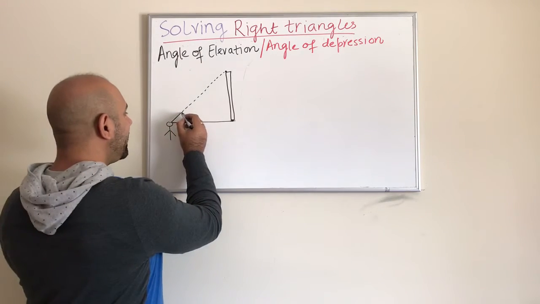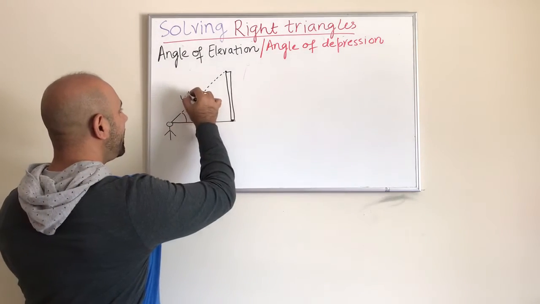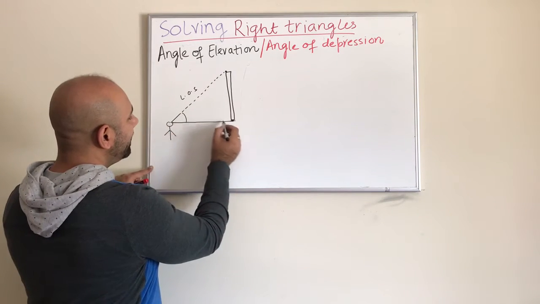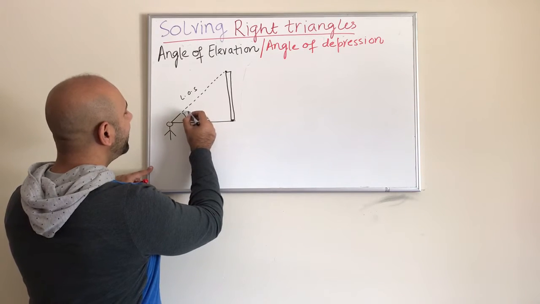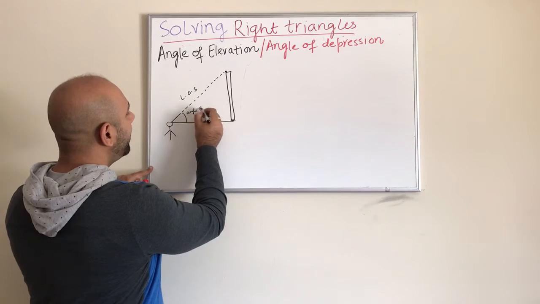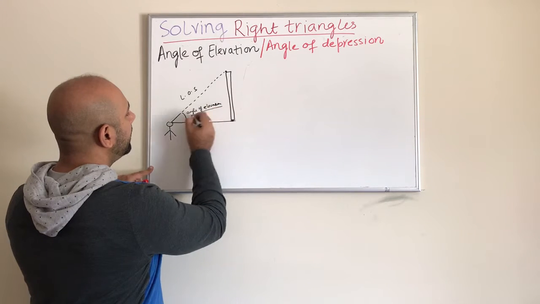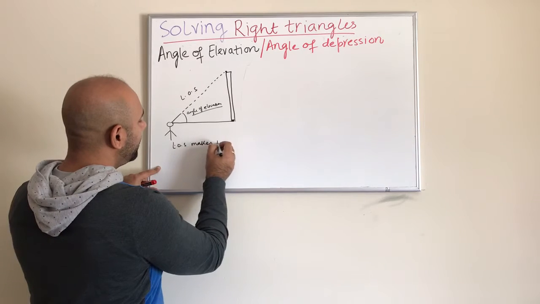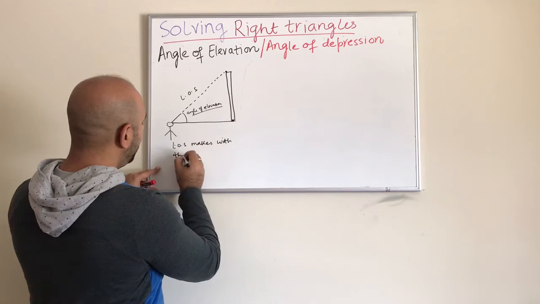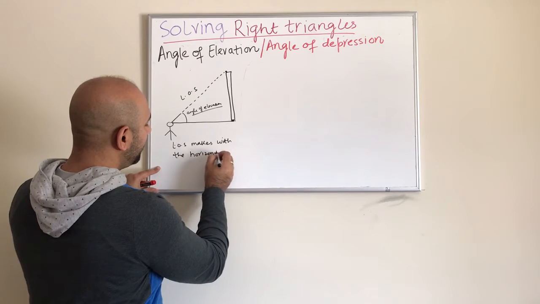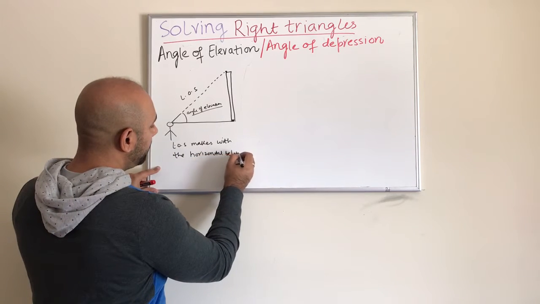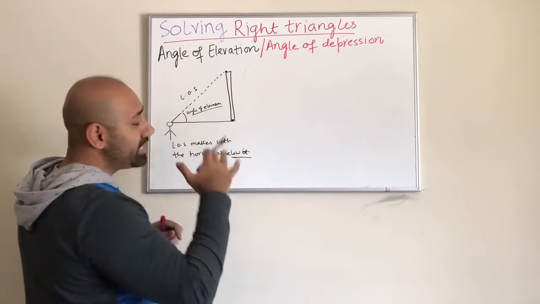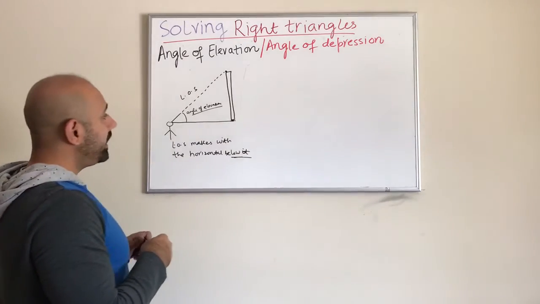So this angle right here, that the line of sight makes with the horizontal, and the horizontal here is below the line of sight, is called the angle of elevation. The angle that the line of sight makes with the horizontal below it. We can obviously see that this is the line of sight and the horizontal line is below it. So that is called the angle of elevation.